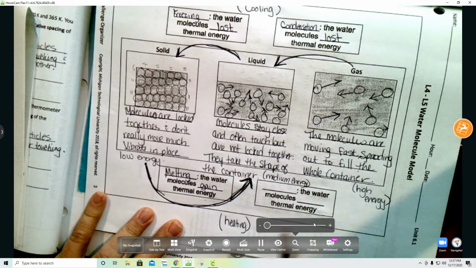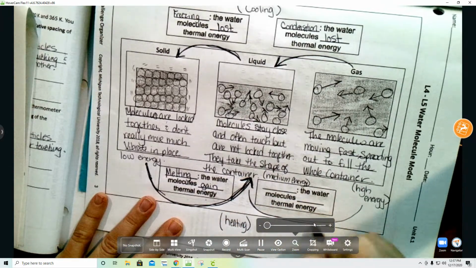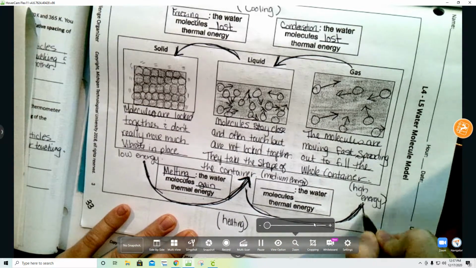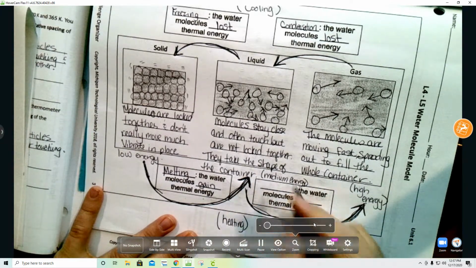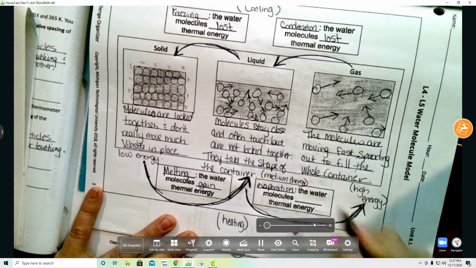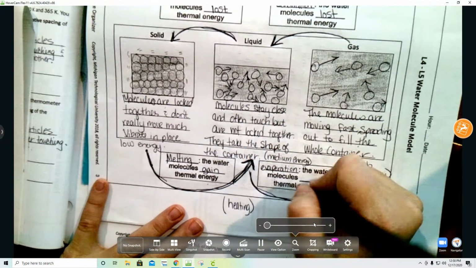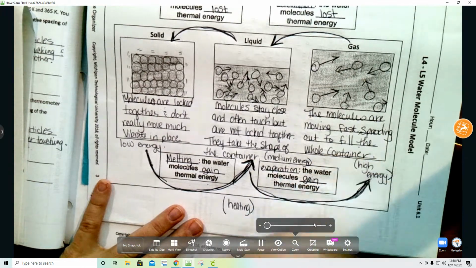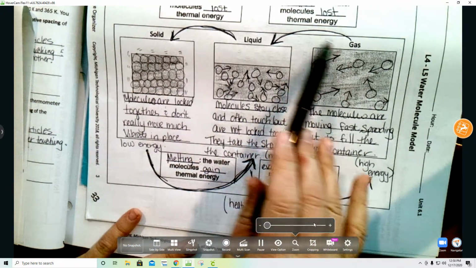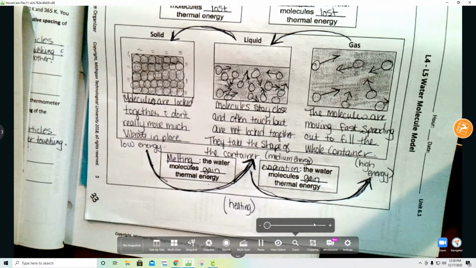Okay. And liquid to a gas. Liquid changing into a gas. This is evaporation. Water molecules blank thermal energy. That's right, they gain it. Easy peasy. So notice that the cooling phase changes both lose thermal energy. The heating phase changes both gain thermal energy.